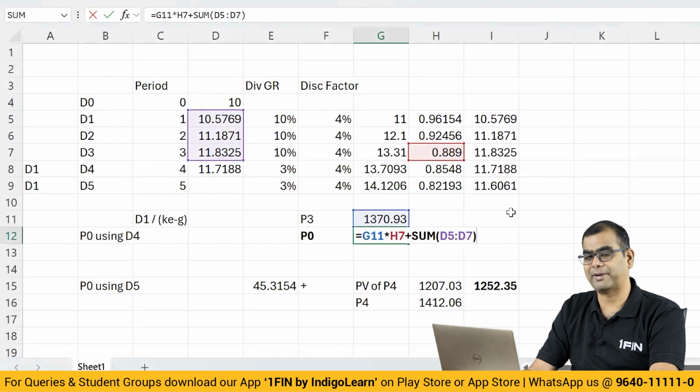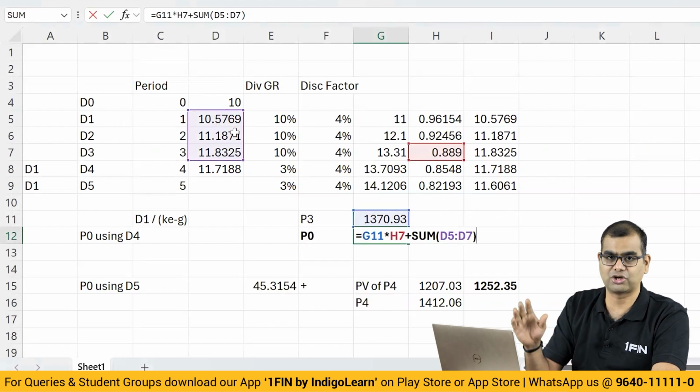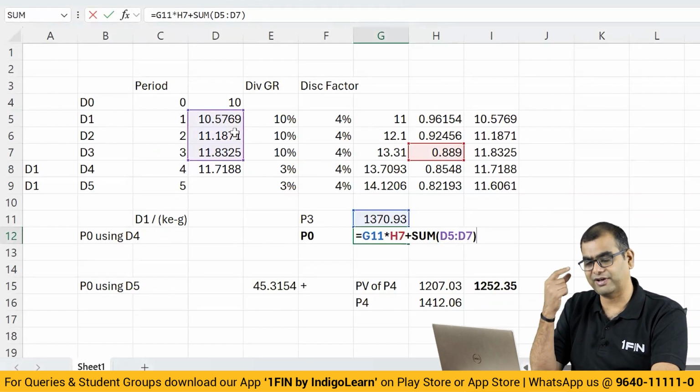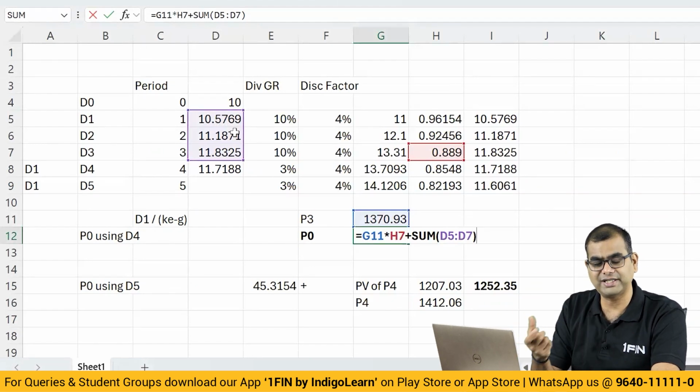Don't forget either part. Don't say directly, if you add directly P3, gone. If you add only the discounted value of dividends, gone. You have to add both of them: present value of dividends and present value of price. Both have to be done.